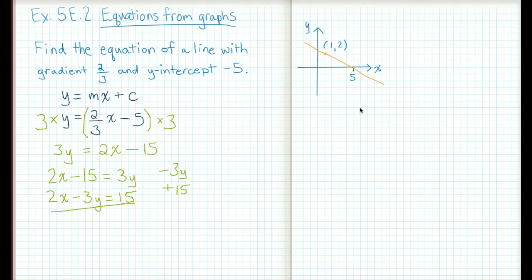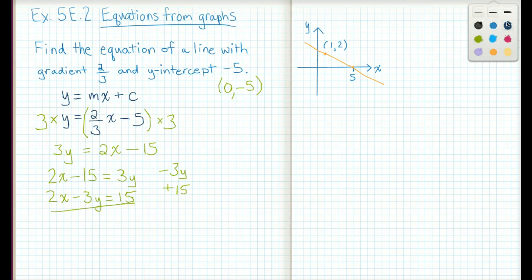The second type of problem that you'll be asked to do is to take similar kinds of information from a graph. So we're always looking for a gradient and a point. Here the point we were given was the intercept. So this is actually the point 0, -5. So it becomes really easy to work with because you can just put it into the formula. But any other point will work too, it's just a little bit more work.